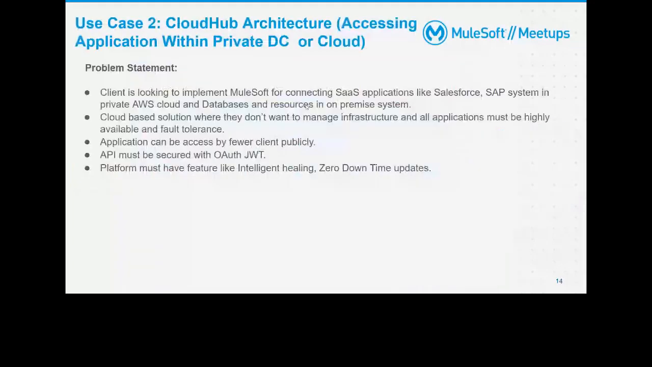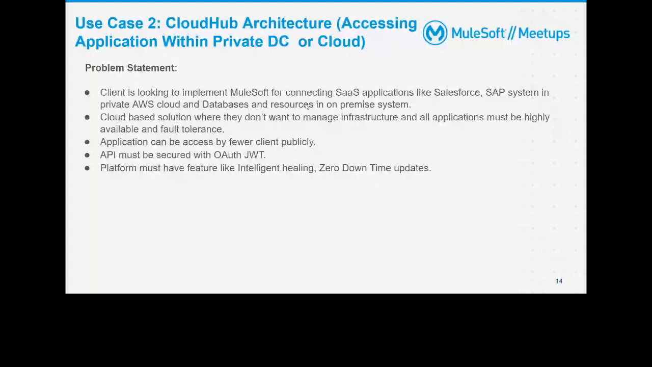Next solution. It's a bit complex solution where we will involve VPC, VPN, and a dedicated load balancer. In the second use case, a client is looking to implement MuleSoft for connecting SaaS applications like Salesforce and NetSuite, an SAP system in the private AWS cloud, and a database and resources in the on-premise system. So here we have a complex requirement. I also have to connect a SaaS-based application, Salesforce and NetSuite. I also have to connect an SAP system in the private AWS cloud. And I also want to connect a database and services located in your on-premise or corporate data center. They also require a cloud-based solution where they don't want to manage the infrastructure.